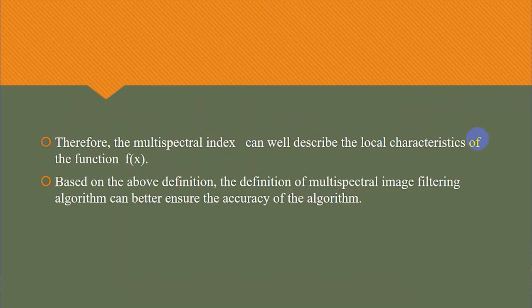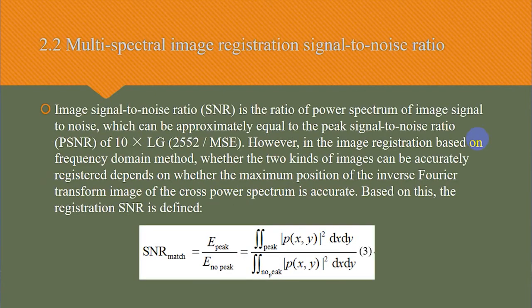Therefore, the multispectral index can well describe the local characteristics of the function f(x). Based on the above definition, the definition of multispectral image filtering algorithm can better ensure the accuracy of the algorithm. Image signal to noise ratio, SNR, is the ratio of power spectrum of image signal to noise, which can be approximately equal to the peak signal to noise ratio, PSNR, of 10 lg(255^2/MSE).